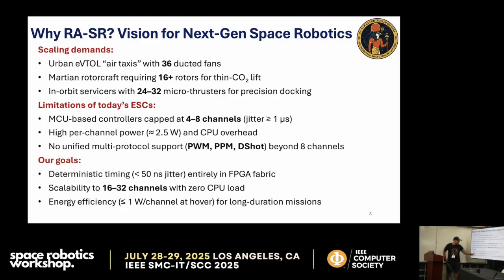Then scalability: instead of using 4 to 8 or 12 channels, which means 12 motors, we're talking about 16 to 32 channels, and I can tell you we can even control up to 1,024 motors at the same time. But our limitation on this board was the I/O, which is the pins of the PMOD. Energy efficiency is less than 1 watt per channel at hover, when it hovers quite high, due to the limitation of the FAA policy.